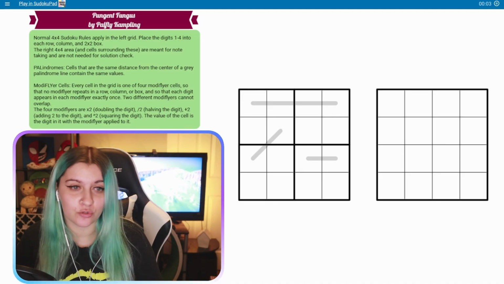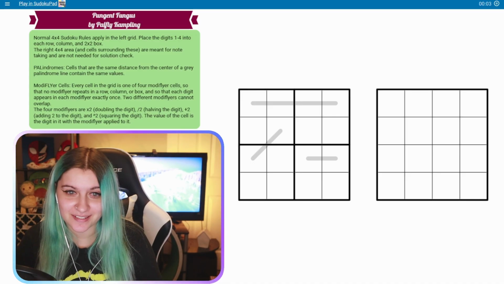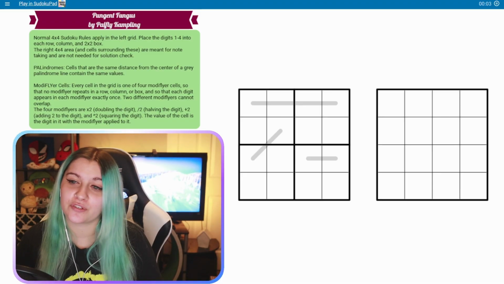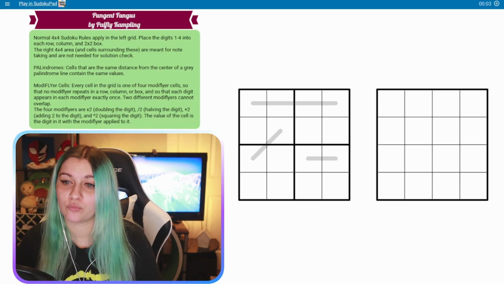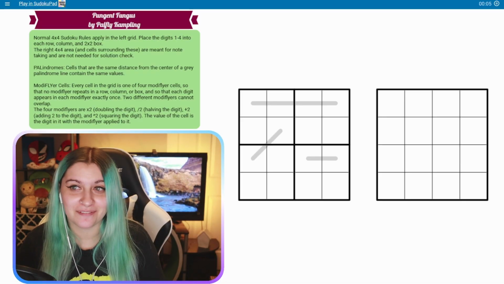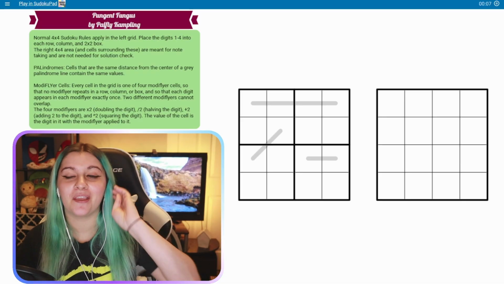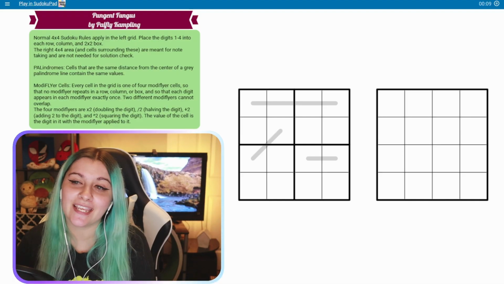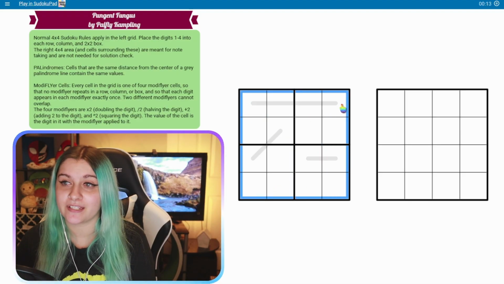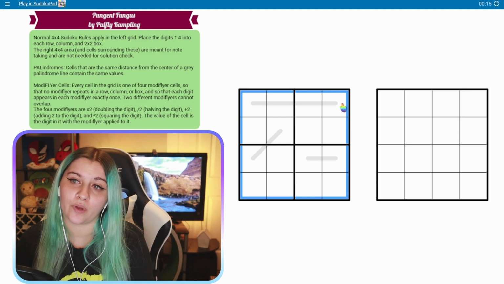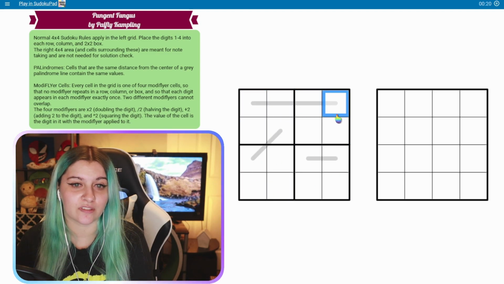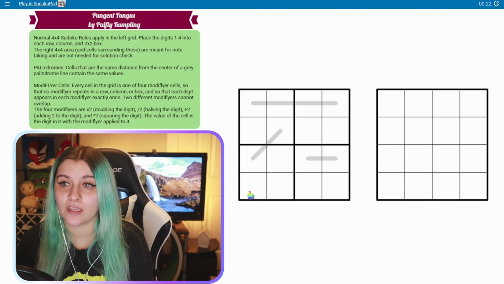Today we have two grids to work with. There was a note with this that said, set this for Skojo setting Saturdays with the theme of using rules that are puns for your name. So this is Pungent Fungus by Palfly Kampling. Normal 4x4 Sudoku rules apply in the left grid. Place the digits 1 through 4 into each row, column, and 2x2 box. Sounds good. We'll have to figure out where those digits 1 through 4 go.